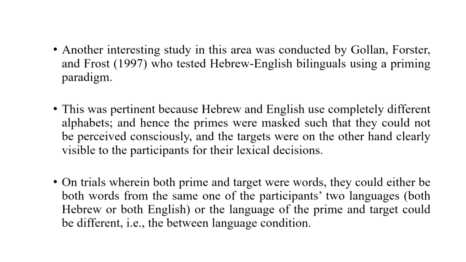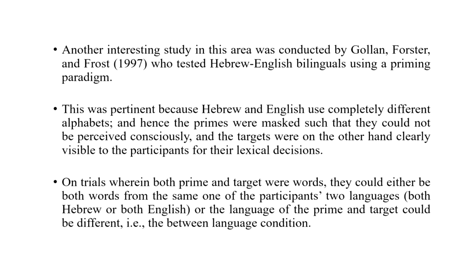Another study in this area was done by Gollan, Forster and Frost, who tested Hebrew-English bilinguals using a priming paradigm. Now this is interesting because Hebrew and English use completely different alphabets. The primes were masked so that they could not be perceived consciously. Okay, so the primes were presented for very brief periods and they were masked so that there was no conscious perception of the primes.